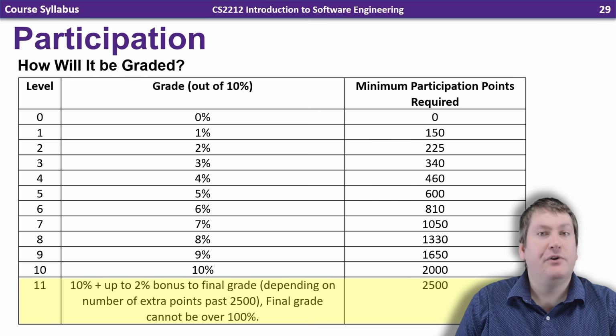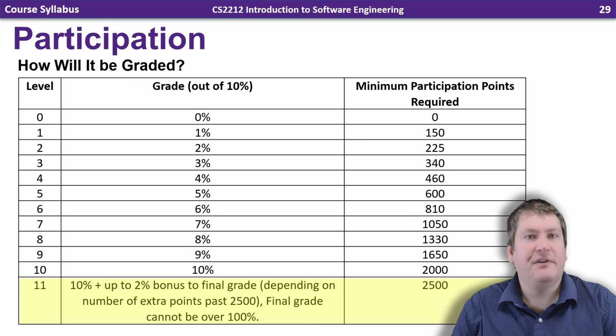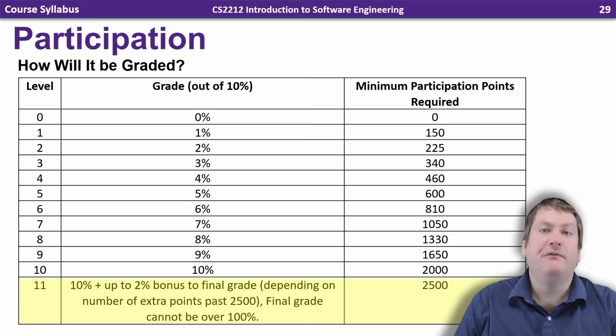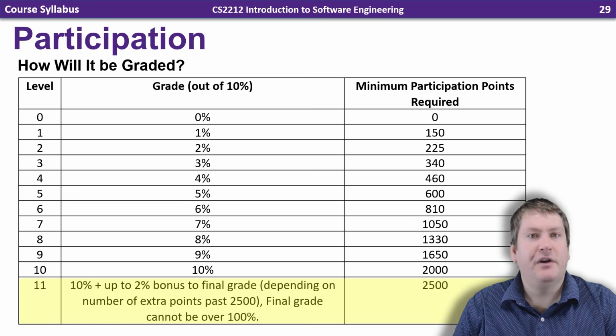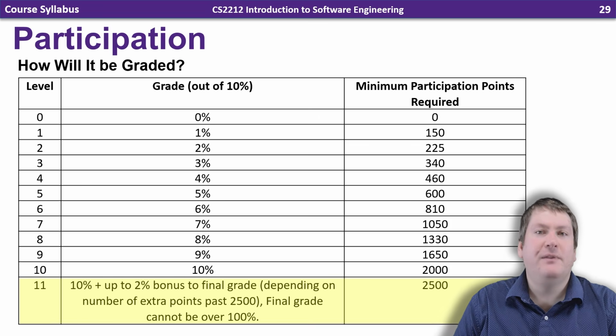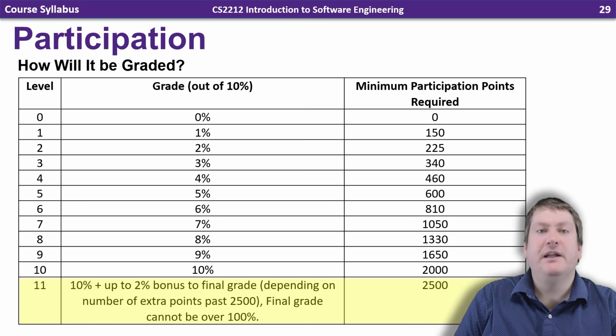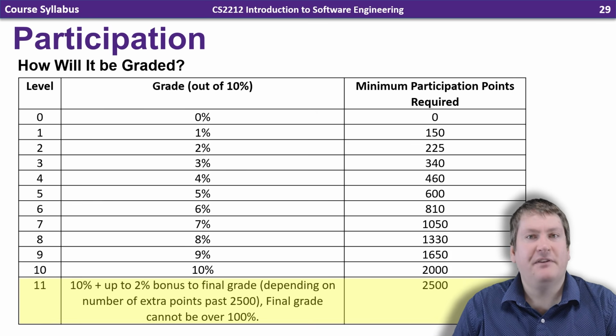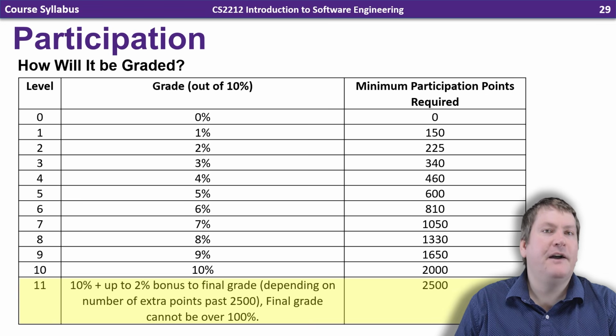Now, just because you get over 2,500 doesn't mean the bonus will be 2%. It'll be based on how far you get over 2,500. So if you get exactly 2,500, it probably will be a minimal bonus, like maybe 0.5%. But if you go way over 2,500, then you'd get the 2% bonus.